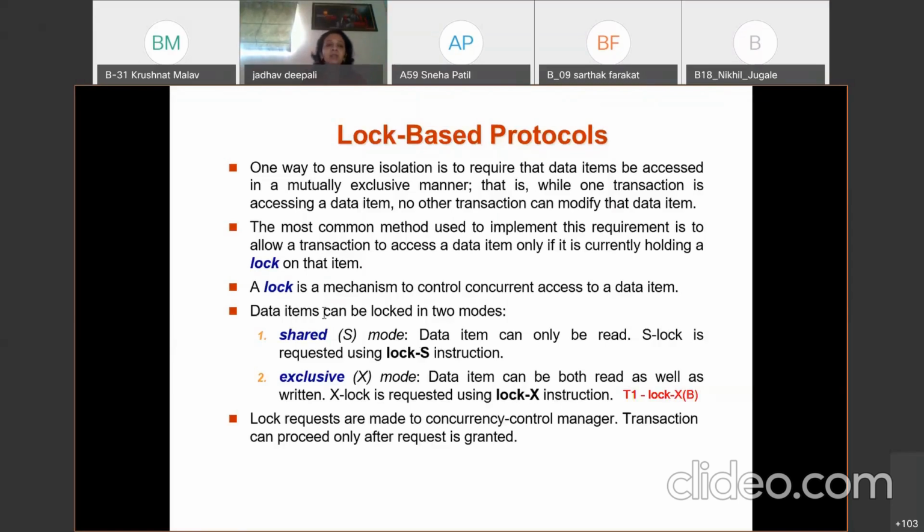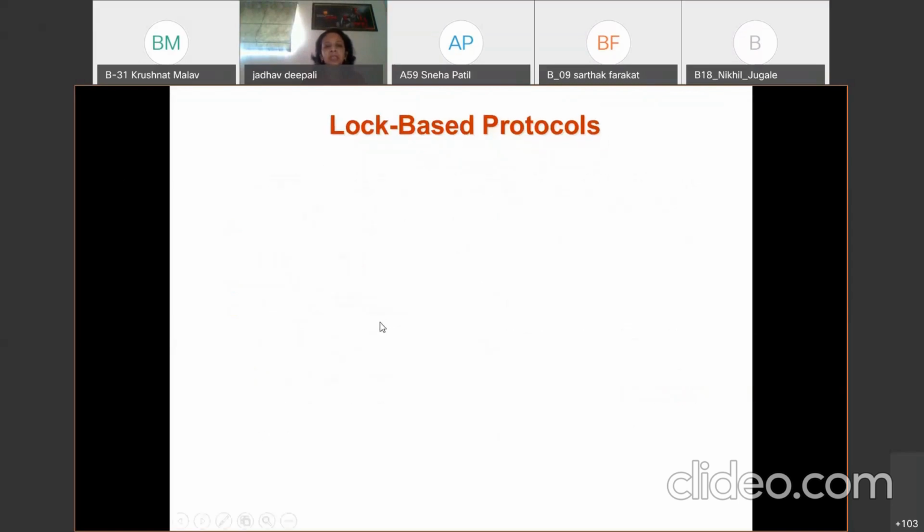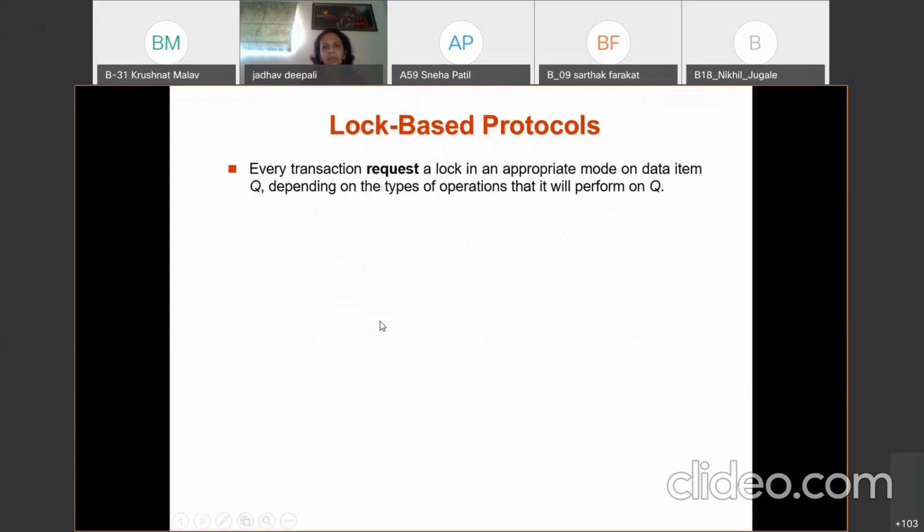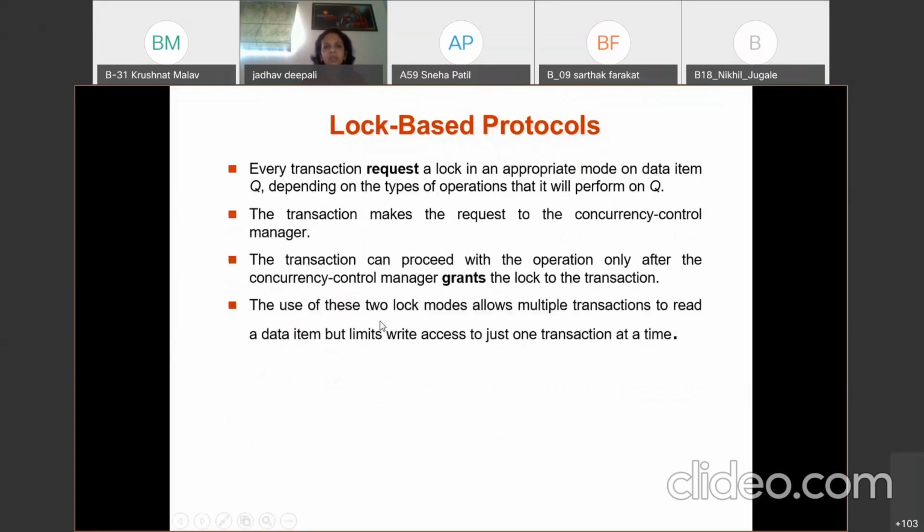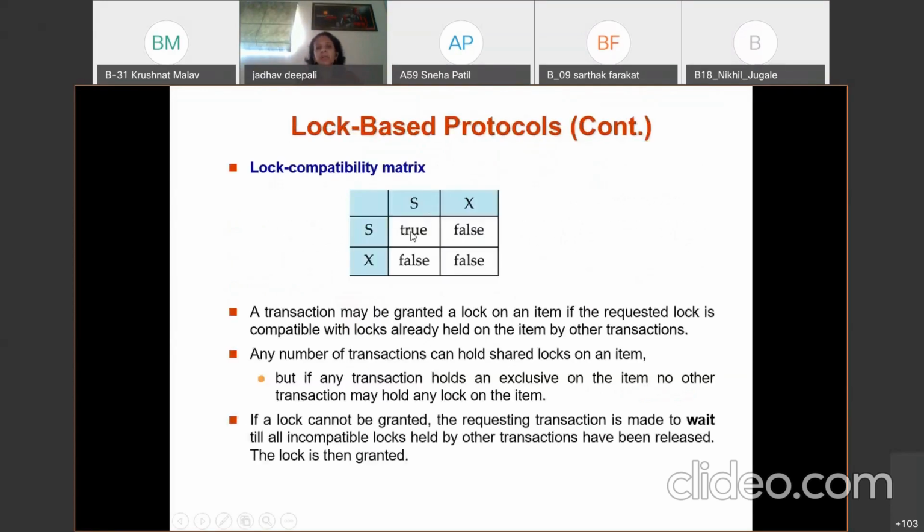Is it clear? That is shown with the compatibility matrix, and it's very important in concurrency control, the compatibility matrix. It is shown here. So shared lock is compatible with shared lock, while shared lock is not compatible with exclusive lock. Exclusive lock is not compatible with exclusive. It means two transactions at a time can only read. If one is reading, another writing is not allowed. If one is writing, another reading is not allowed. Writing is not allowed. Only shared is compatible with shared.